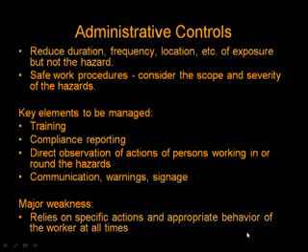Once engineering and redesign has been accomplished or considered, administrative controls remain. Can you, by administrative means, reduce the duration, frequency, the location of exposure to the hazard? The hazard still remains, but you've modified the surrounding area, the surrounding operation. How do you go about establishing safe work procedures? By considering the scope and severity of the hazards. Administrative controls can be clearly identified through the job hazard analysis.